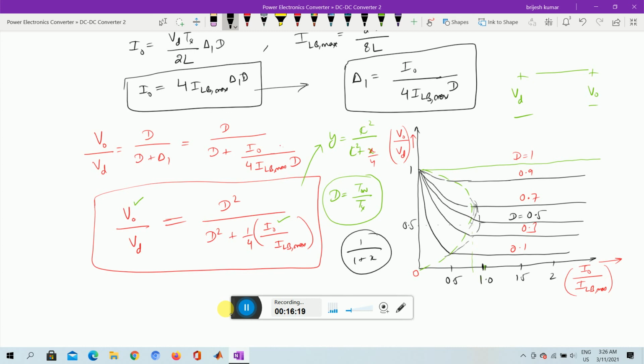So like that, this side will denote your discontinuous mode, and the other side will be called continuous mode. So for a fixed value of Vd, so Vd is maintained fixed, in this case, this is the situation.